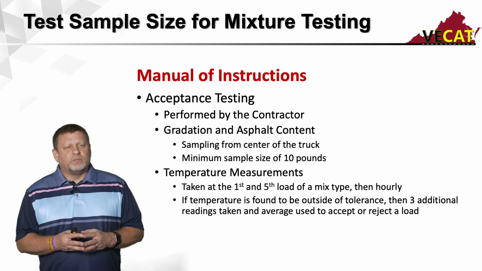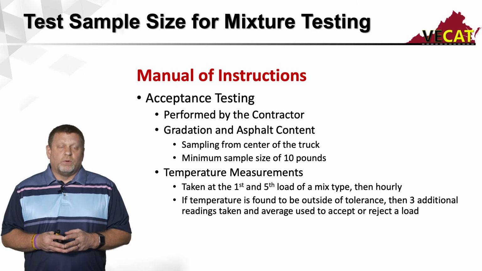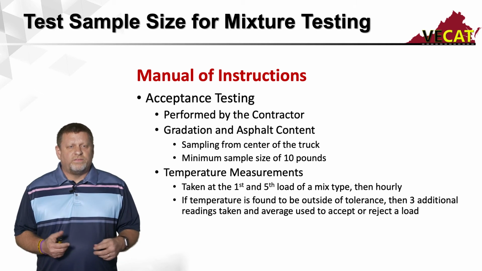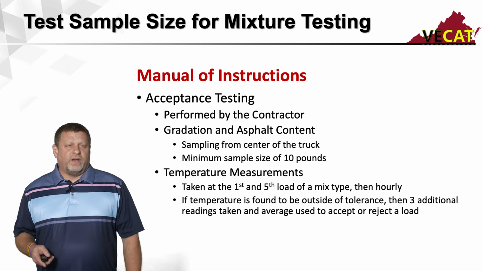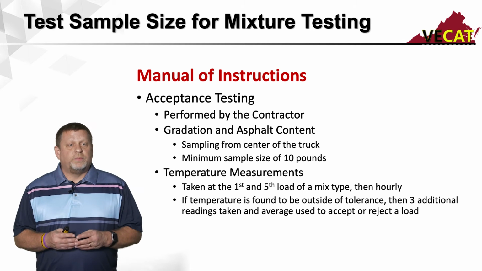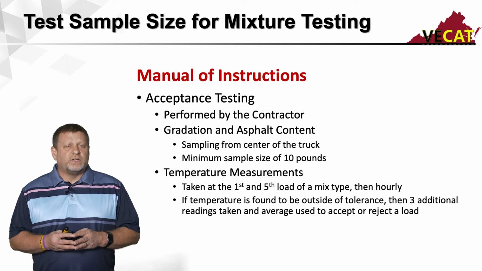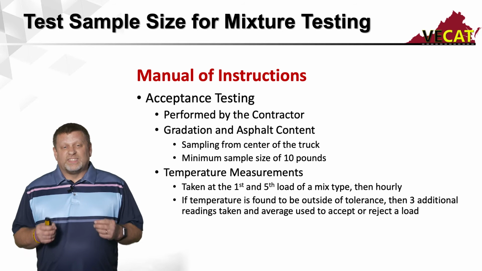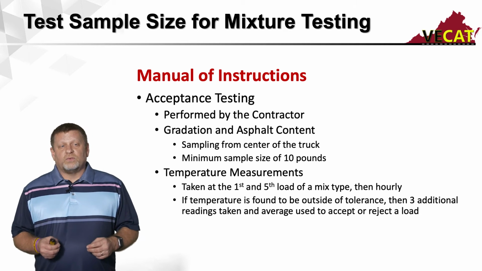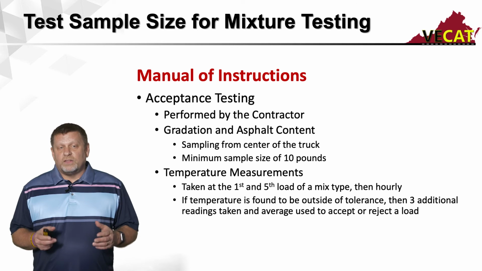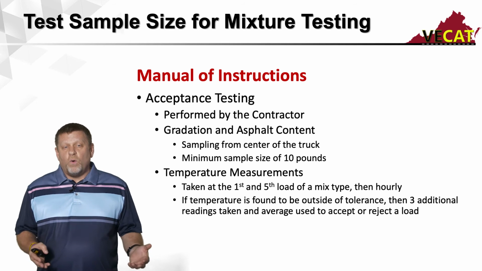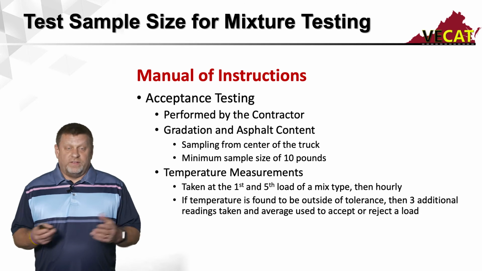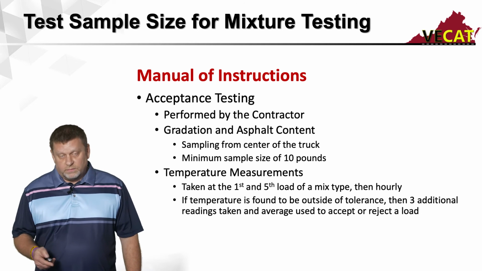When we take these samples, it's important we measure the temperatures. We want to measure when we take our sample, but we also want to measure the first load, the fifth load, and then every hour thereafter. As long as all these temperatures are within acceptance range, we're good. If any temperature happens to fall outside the acceptance range, on the same load of material, we need to take 3 additional readings. Once we've taken the 3 additional readings, we'll average all 4 to determine if the load meets temperature requirements or if it actually has to be rejected and sent to the wrap pile.